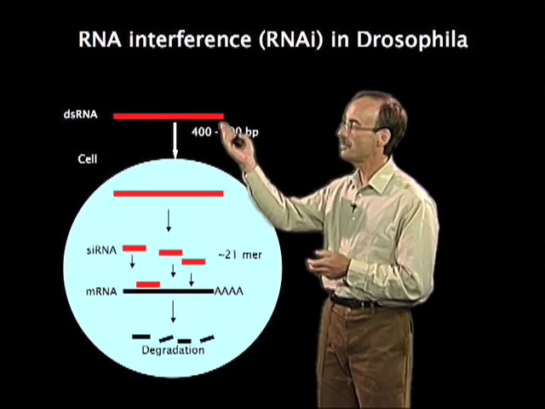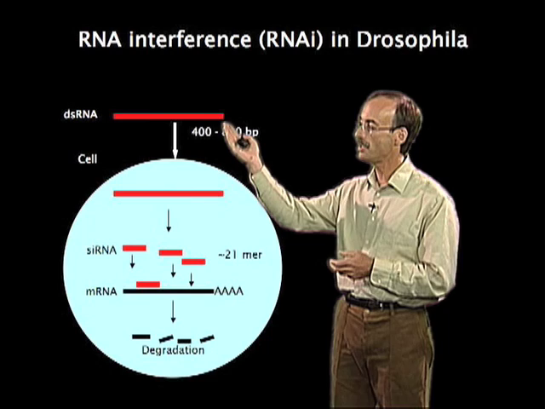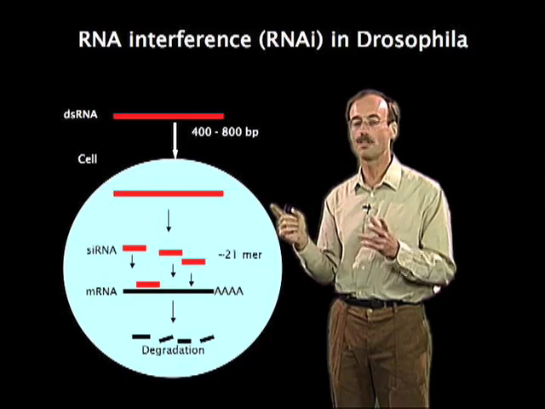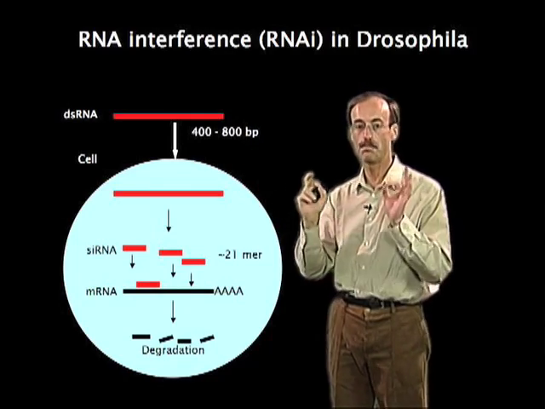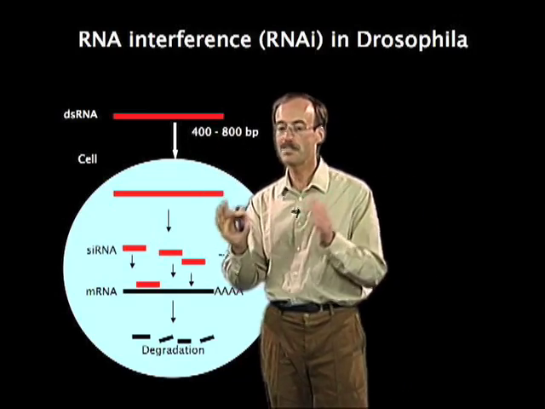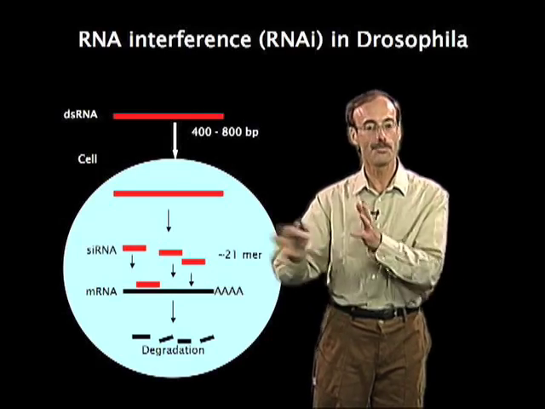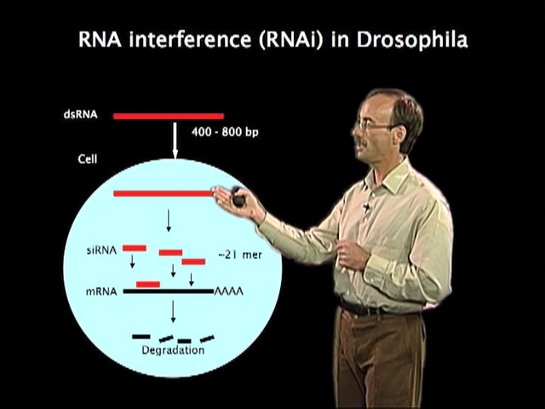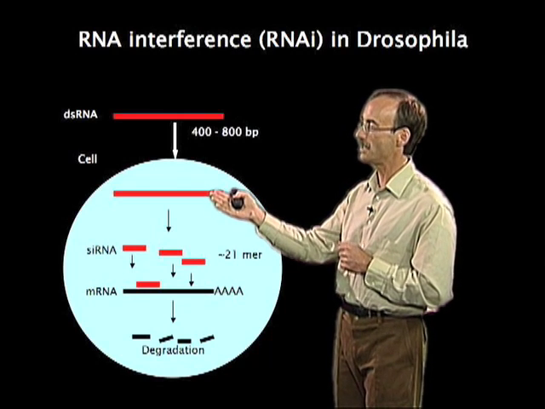So the way this works, at least in Drosophila, is that you can first make a double-stranded RNA corresponding to a particular gene, and you'd like to use a particular piece of that gene that's unique for the gene and not found in other genes in the genome. That double-stranded RNA is then taken up by cells.